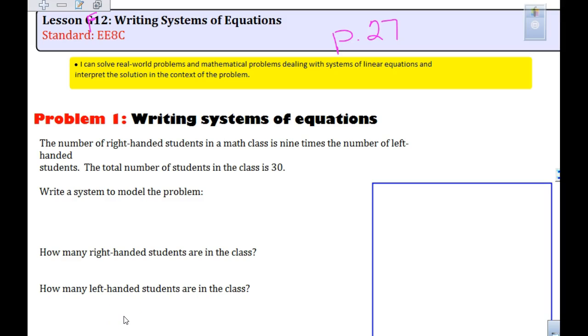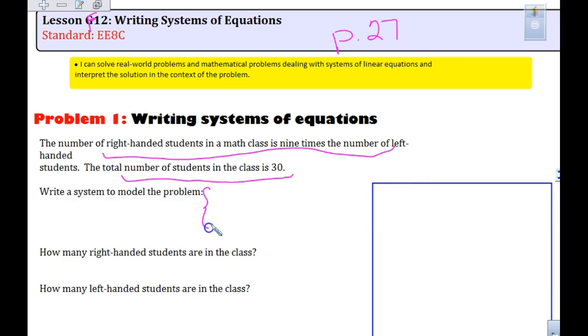Solving real-world problems. Okay. It says the number of right-handed students in the math class is 9 times the number of left-handed students. The total number of students in the class is 30. So using this information, we want to write a system. Now I had someone in the last class say, oh, I can tell what it is. The 2 students, the right and left-handed, I can figure it out without doing a system. I agree. But if we do not start with simple systems, then it's really hard to do a complex one.